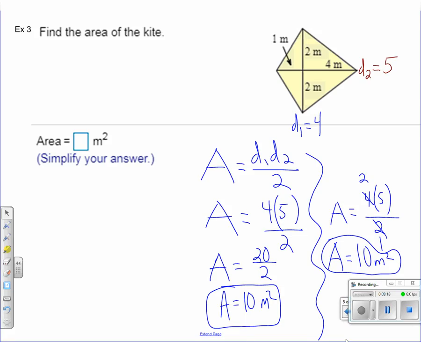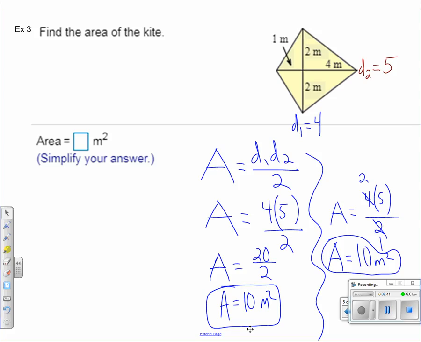Well, check it out. I got 10 square meters for the area. Our first diagonal was 4. Our second diagonal was 5. We dropped those two numbers into the formula. Multiply, divide. 4 times 5 is 20. 20 divided by 2 is 10. And we just try to remember to, on paper, attach the unit to the number.